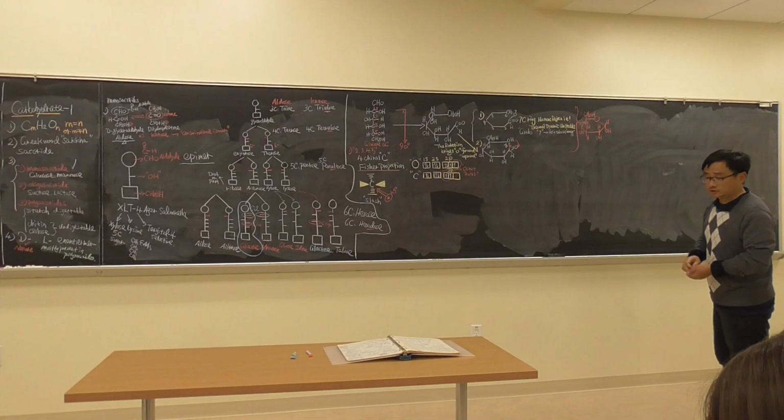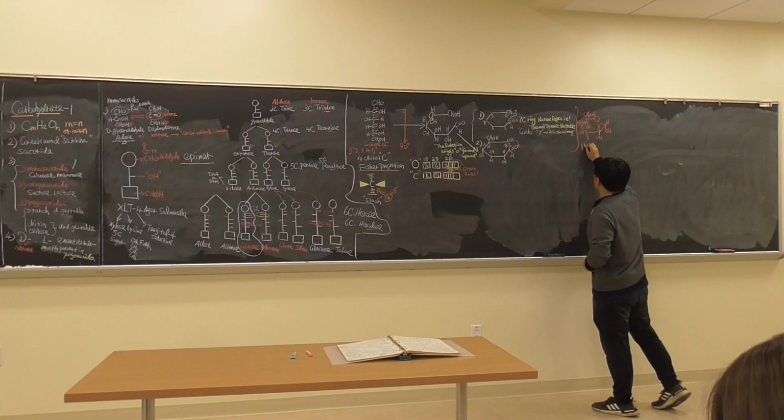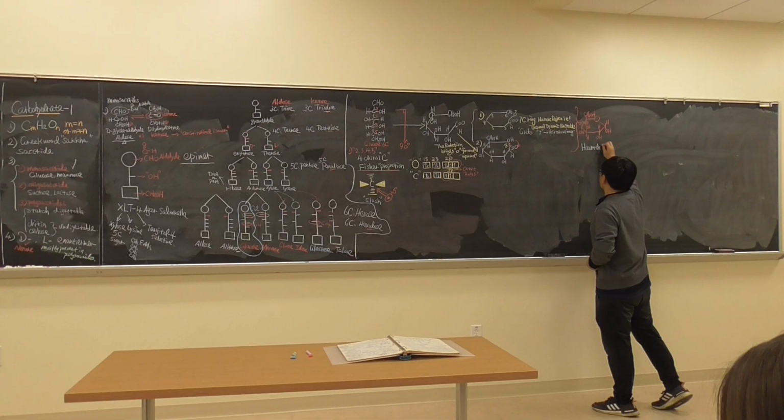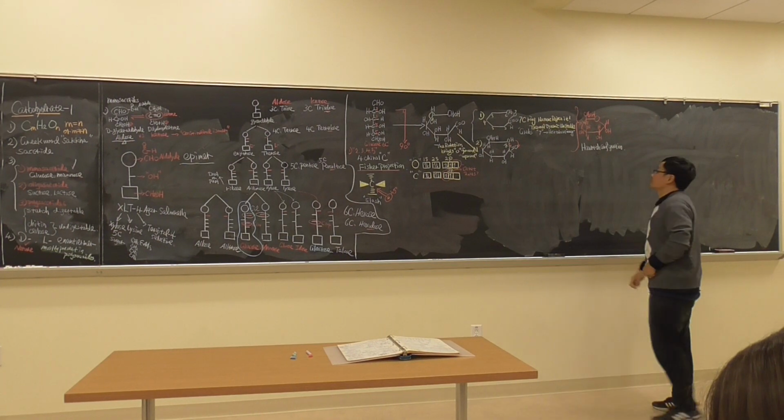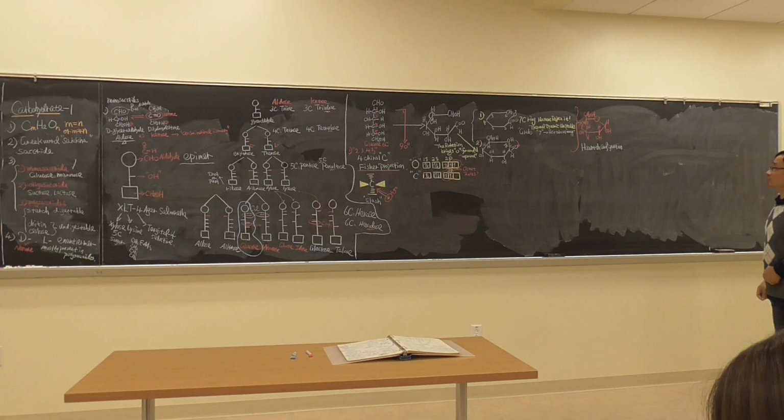What's that one named? Haworth's configuration. What is a good advantage of the Haworth configuration?